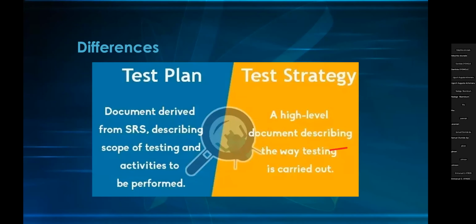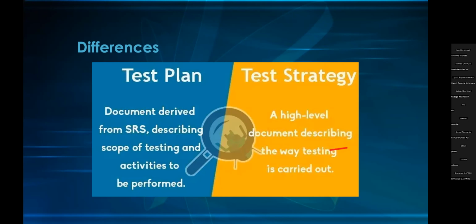A test plan is a document derived from the SRS describing the scope of testing and the activities to be performed. A test strategy is a high-level document describing the way testing is carried out. So the test plan and the test strategy are both essential documents in software testing, but they serve different purposes, and in most cases provide different levels of detail.